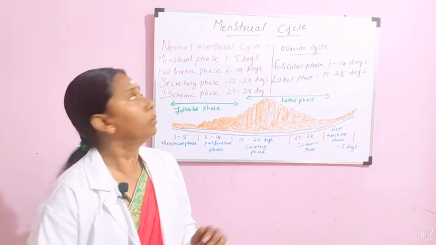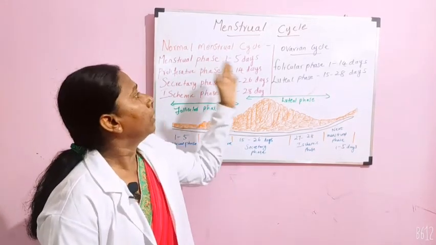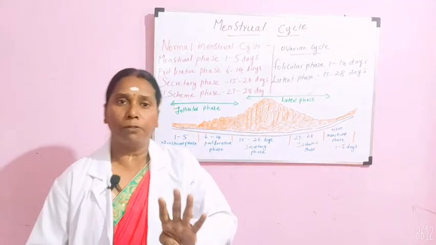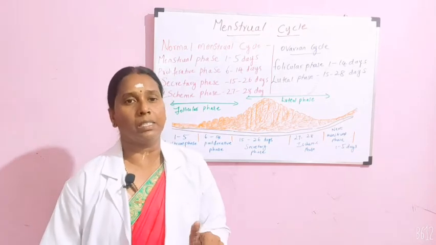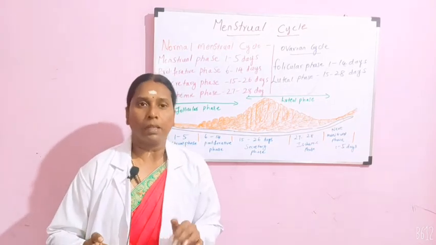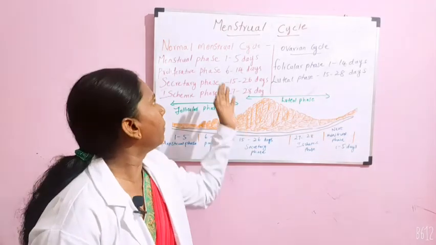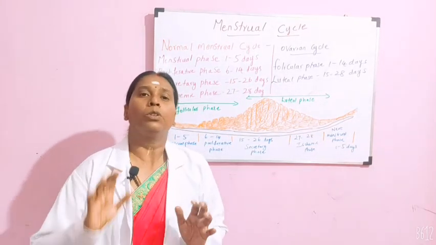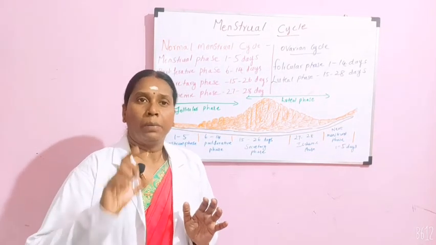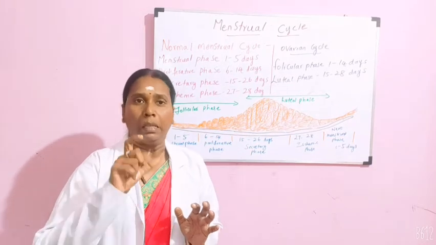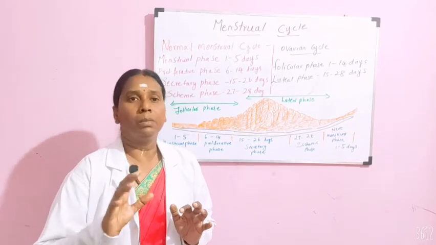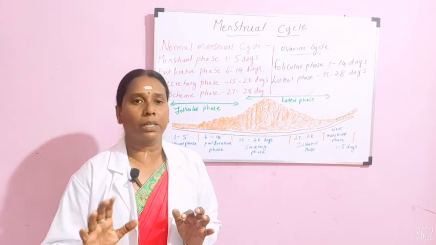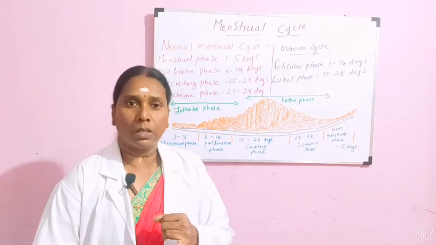Now we will discuss the menstrual phases. So we have 4 phases. The first phase is the menstrual phase, which lasts from 1 to 5 days. This is the bleeding phase. In these 5 days the woman is going to bleed. That is your menstrual phase.